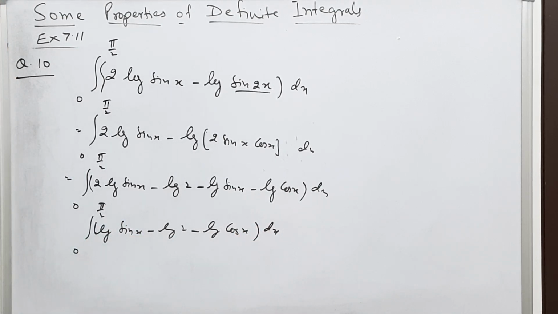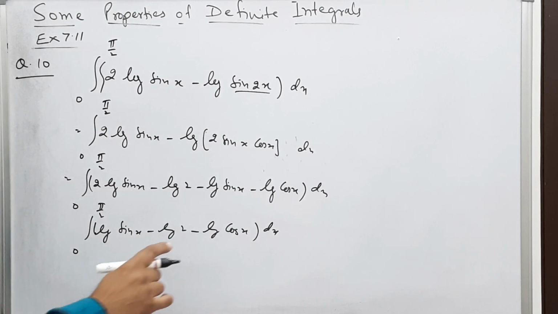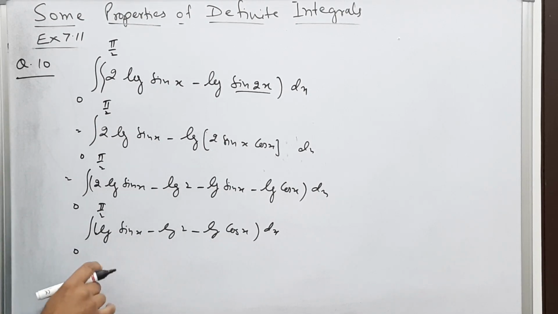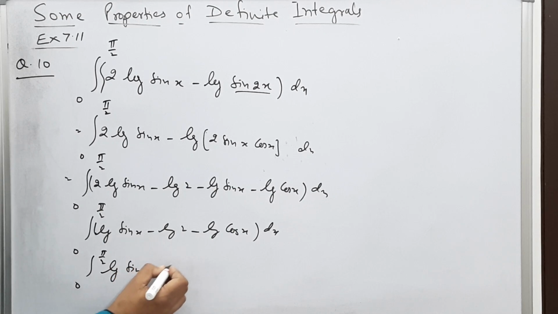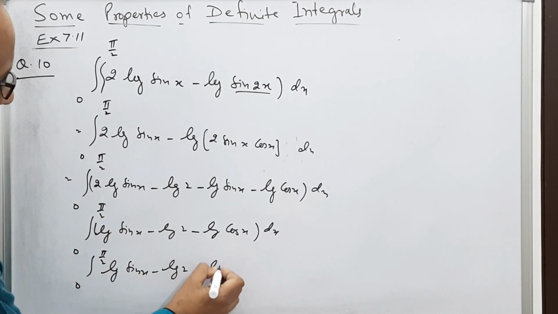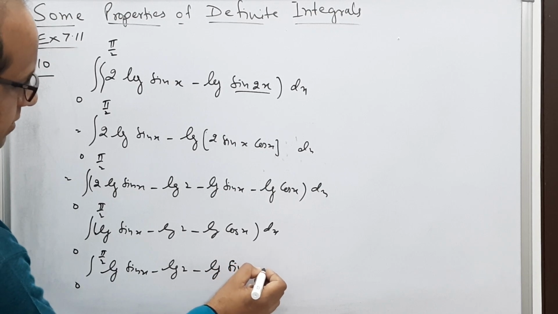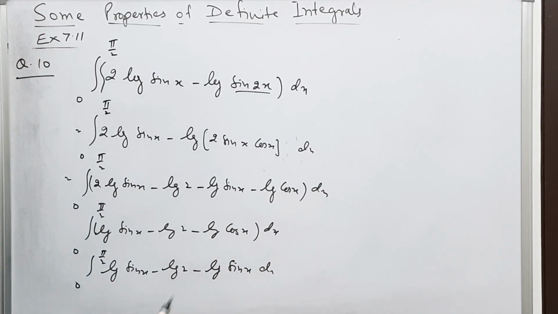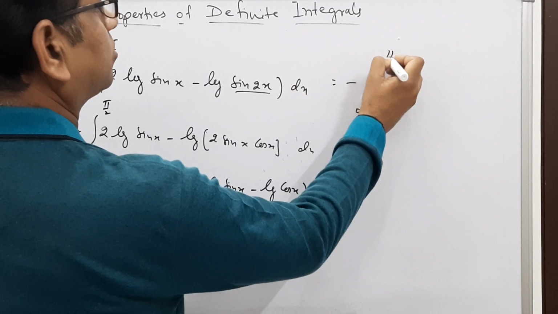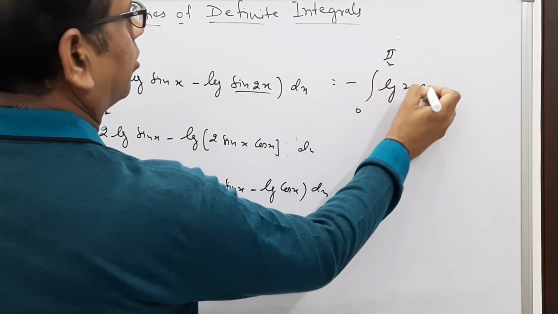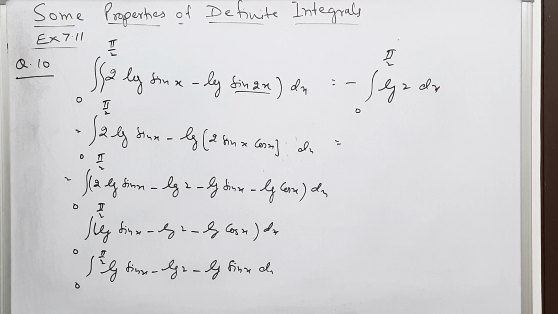Now, by the property of the log, log cos x can be written as log sin x. So it is 0 to pi by 2 log sin x, log 2 minus log sin x dx. Please see this part. So this part and this part cancelled, and we have now minus 0 to pi by 2 log 2 dx. I hope this part is very much clear to you.